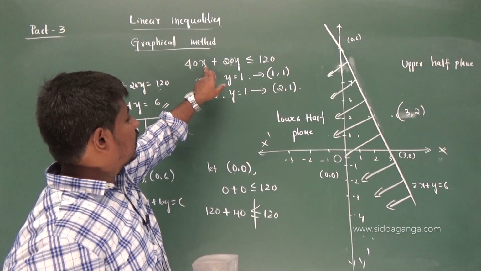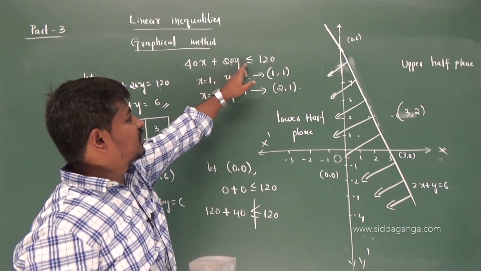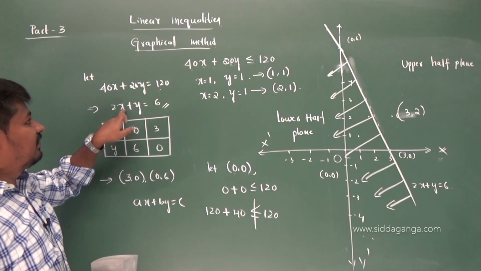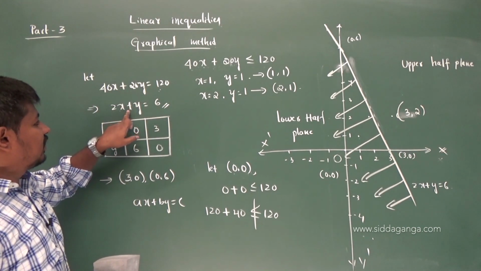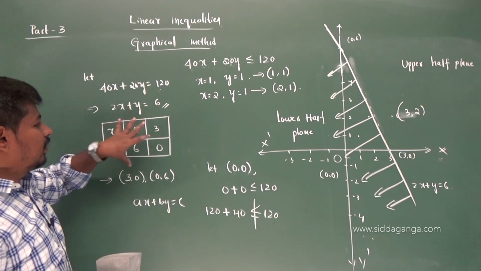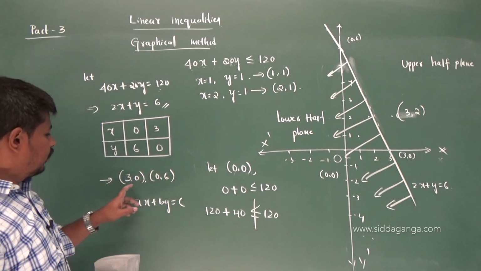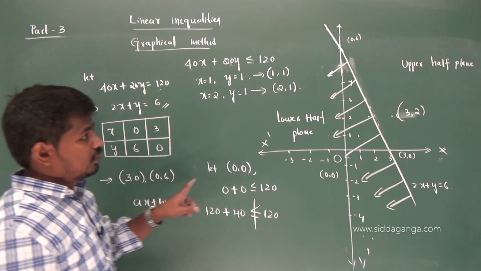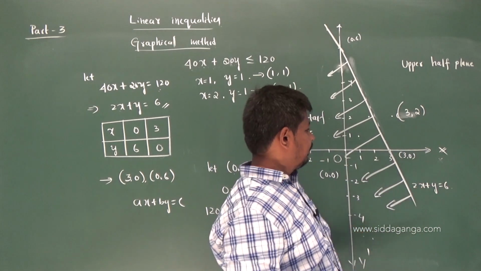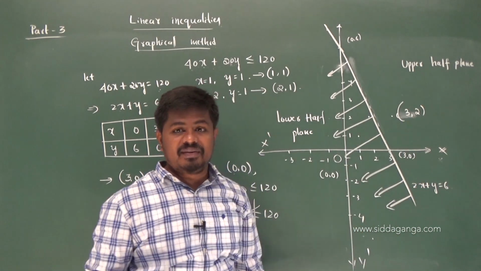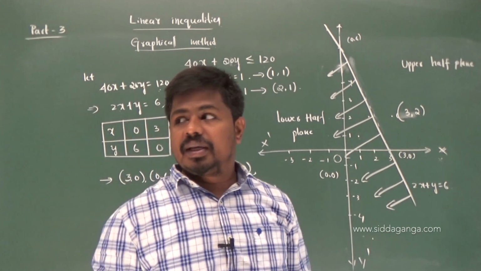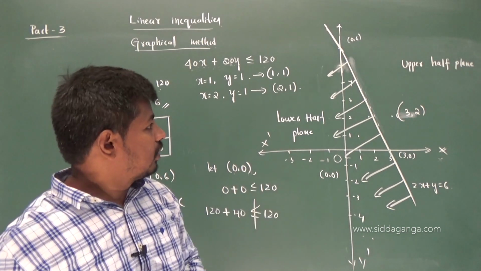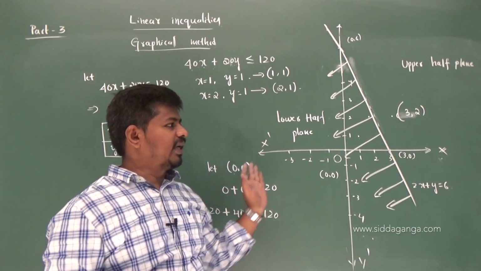Consider the line from the given inequality, whether it is strict or slack: 40x plus 20y equal to 120. This is the simplified form of this. Then find the points through which the line is passing, that is (3, 0) and (0, 6). So draw the line and mention the name of the line. Then the line will divide the given plane into two planes, upper half plane and lower half plane, or it may be left half plane and right half plane.